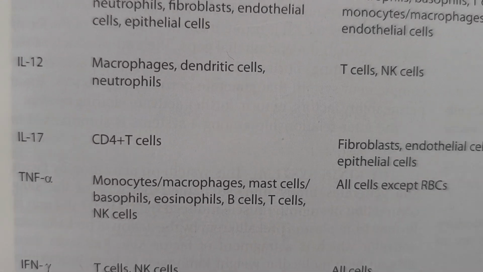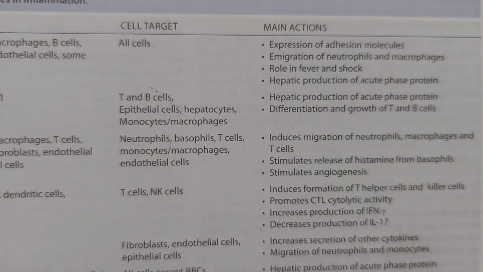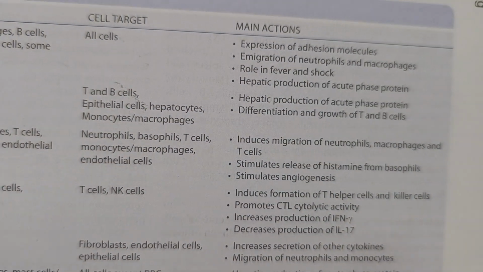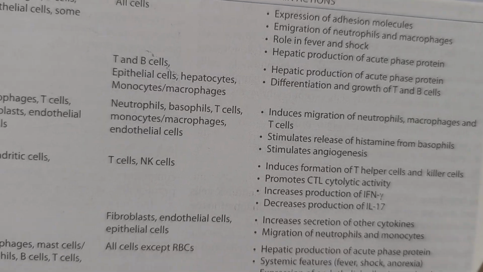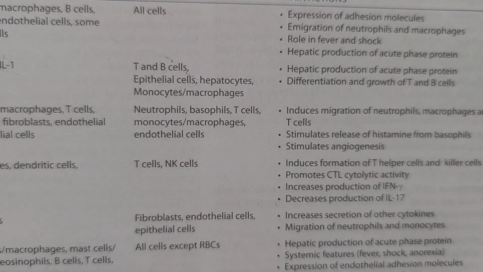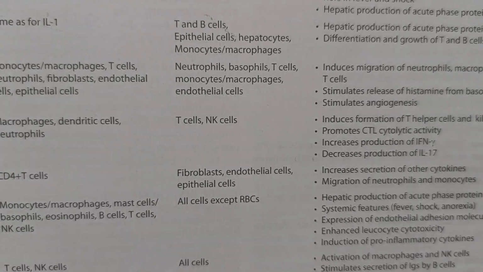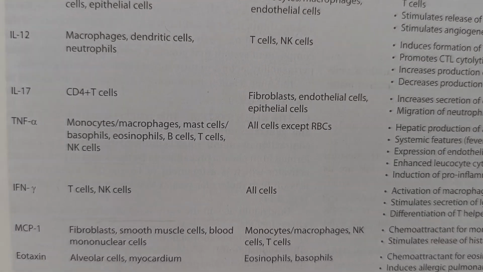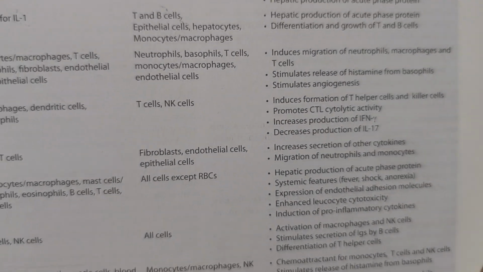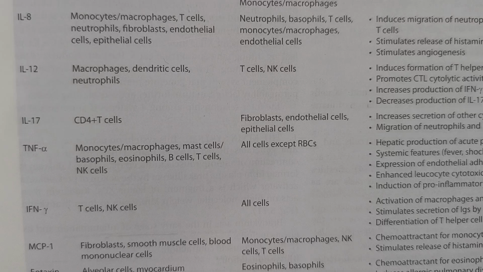Then IL-12: the source is macrophages, dendritic cells and neutrophils, and it acts on T cells and NK cells. The action is inducing formation of helper T cells and killer cells, promoting CTL cytolytic activity, increasing the production of IFN gamma and decreasing the production of IL-17. Then IL-17: the source is CD4 T cells, fibroblasts, endothelial cells and epithelial cells, and it increases the secretion of other cytokines and migration of neutrophils and monocytes.